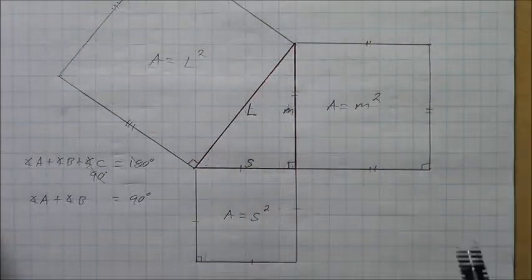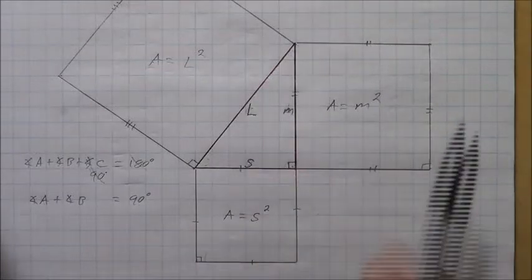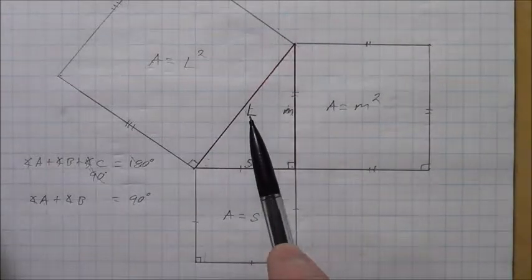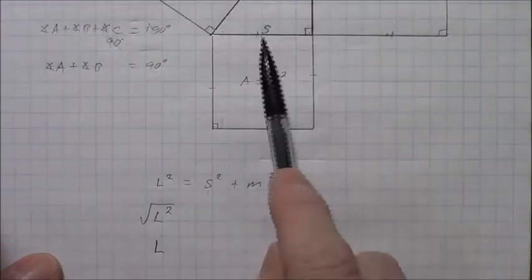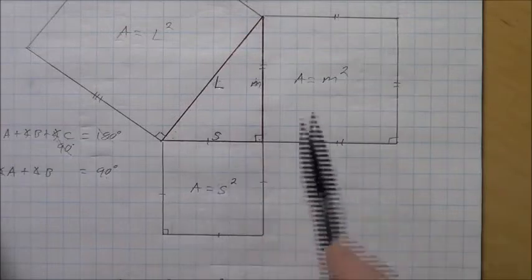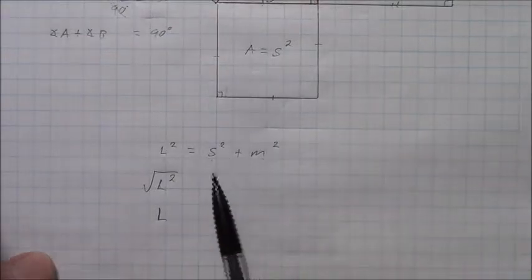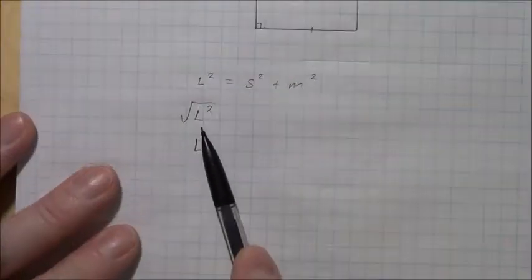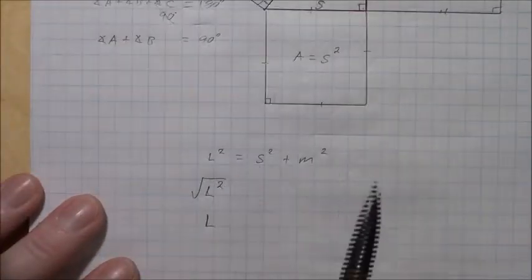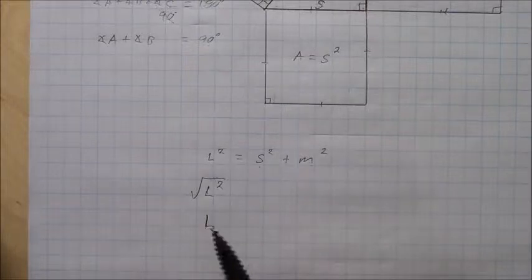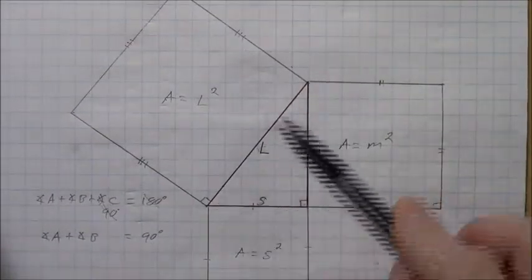Okay, so that being said, there are times when you're working on problems and you will get the lengths of the two legs, and you have to find the length of the hypotenuse of the triangle. So you take the side length S and square it, and you take the side length M and square it. That gives you the areas of these two squares off the legs of the triangle. You add them together, and you get a value that equals the area of the larger square. Once you know the area of the larger square, you take the square root of that, and the square root and the squared cancel each other out. They're opposite operations.